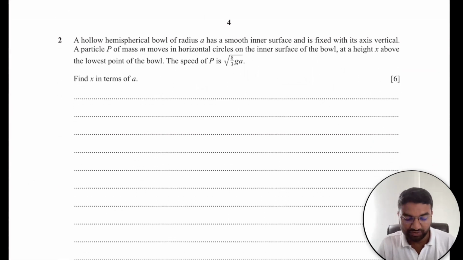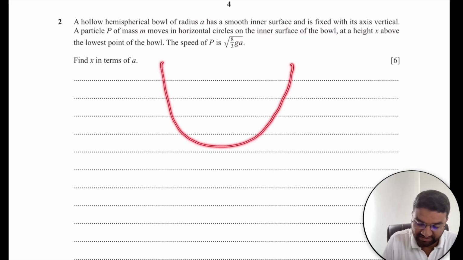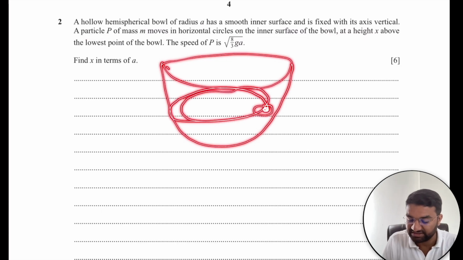Question number 2. A hollow hemispherical bowl of radius a has a smooth inner surface and is fixed with its axis vertical. A particle P of mass m moves in a horizontal circle on the inner surface of the bowl. So there is a bowl like this, and this smooth bowl is just rotating like this.